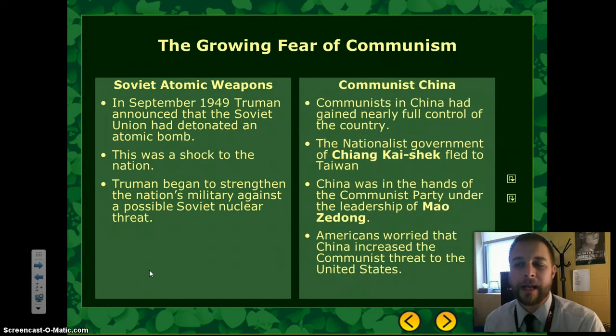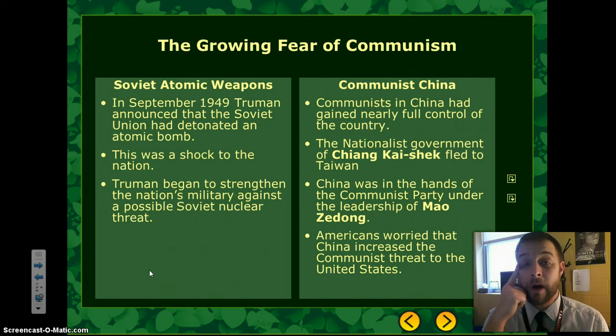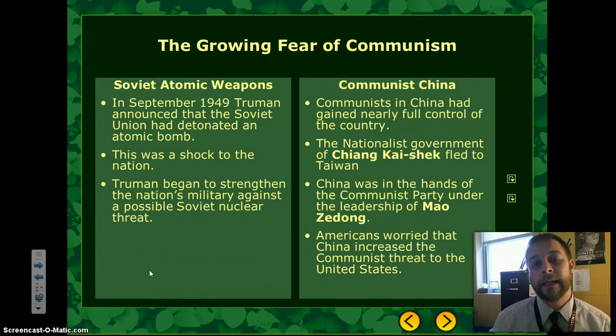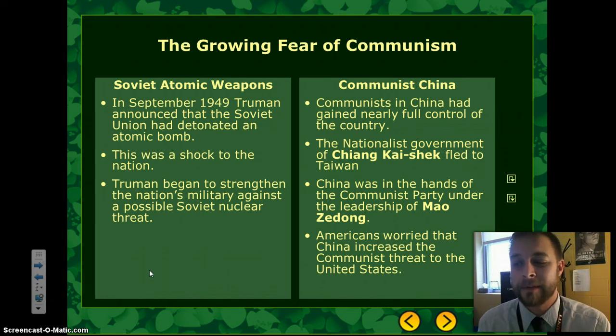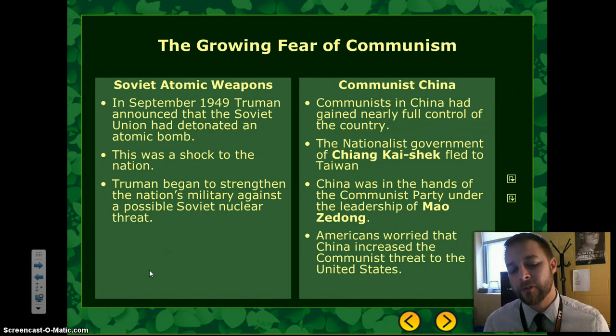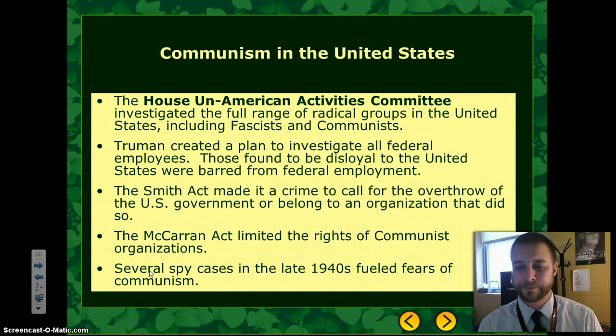Also in the year of 1949, China fell to communists. China had been involved in the Civil War before and after World War II, and basically the communists came out on top. The communists, led by Mao Zedong, defeated Chiang Kai-shek of the nationalists. So Mao leads the communists to victory against the nationalists. That causes Americans to fear this communist threat as well. So, Soviet testing atomic weapons and the communists winning the Chinese Civil War.